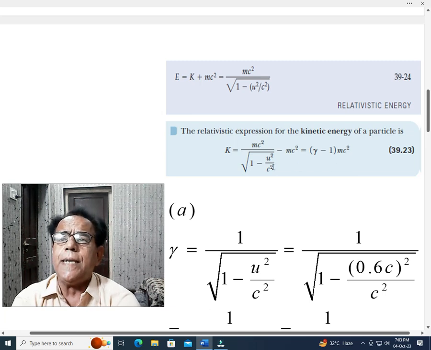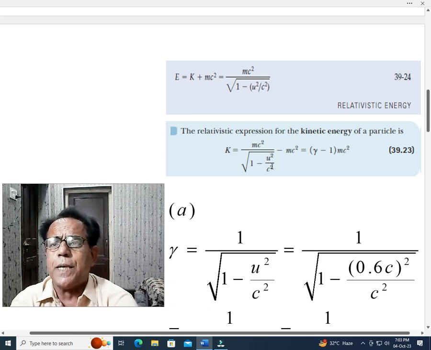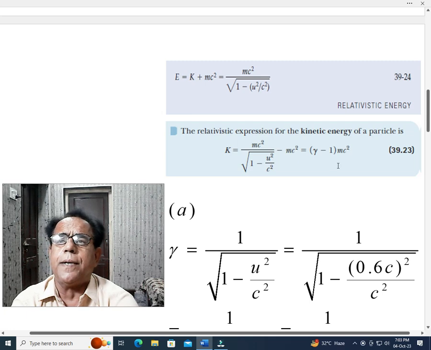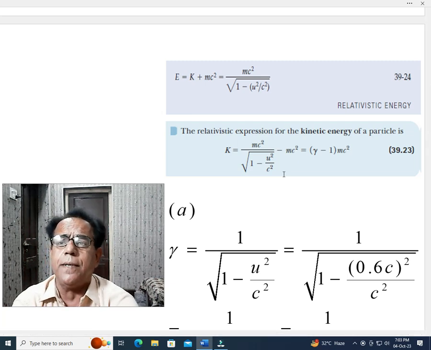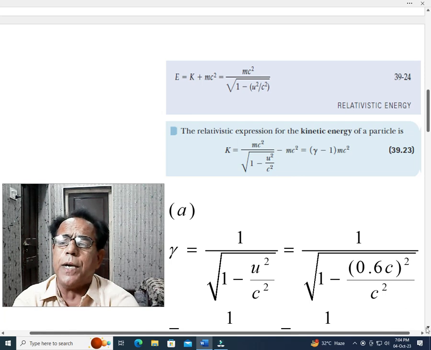The relativistic expression for the kinetic energy of a particle is K equal to mc² over under root 1 minus u² over c², minus mc². This alternatively becomes equal to (gamma minus 1) mc², where gamma is the Lorentz factor.